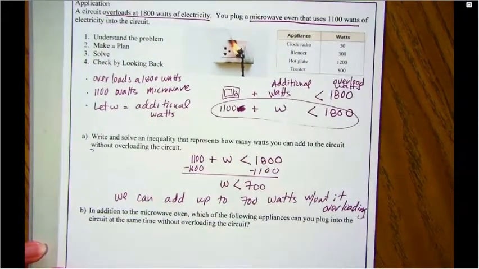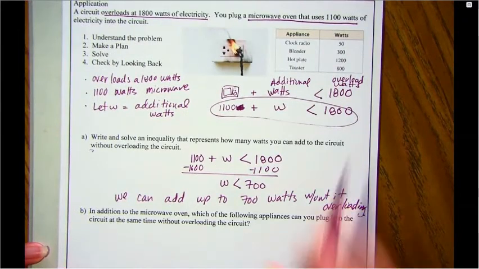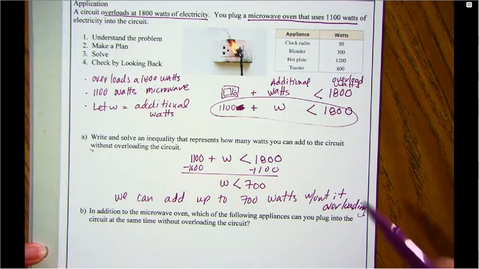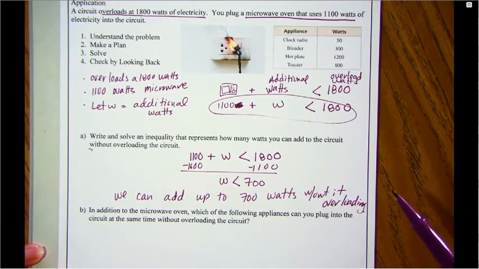Let's go back to the chart. For part B, it says, in addition to the microwave, which of the following appliances can you plug into the circuit at the same time without overloading the circuit? This happens to me a lot at home, because I have a microwave and a toaster oven connected to one outlet. I can't run both of them at the same time because they'll shut off. That's what it means by overload.